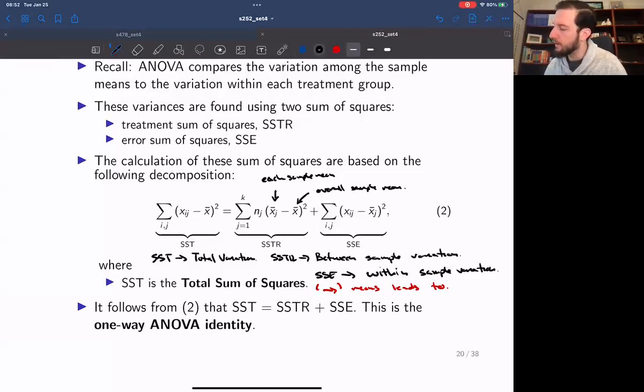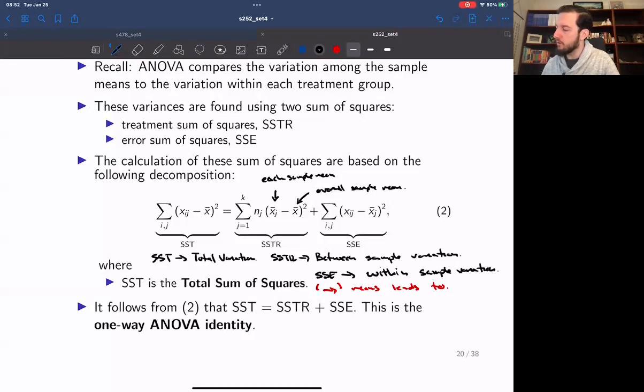All right. And we can see from equation 2 that SST, the total sum of squares, is equal to SSTR plus SSE. So what we are actually doing here is taking total square deviation and breaking it into two components. Those two components allow us to find between and within sample variation, and then we compare those directly to make a determination about whether or not the population means are different.